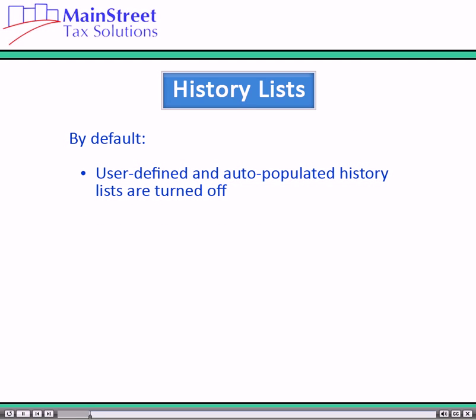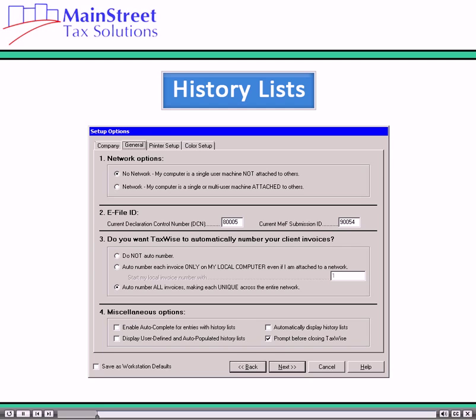By default, user-defined and auto-populated history lists are turned off, meaning that you cannot see them unless you activate them. This option can be turned on when you are setting up your software in the General tab. Once the Display User-Defined and Auto-Populated History List checkbox is checked, the software will make these lists available to you.